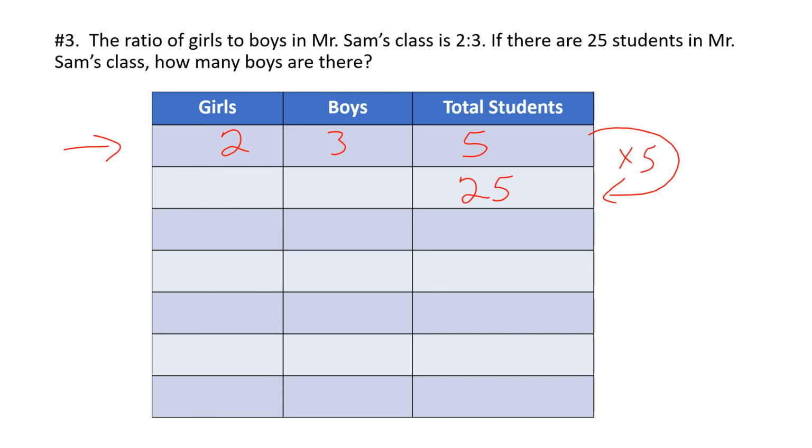So I want to make sure every value in the first row is multiplied by 5. 3 times 5 is 15. 2 times 5 is 10. So when there are 25 students, there are 15 boys.